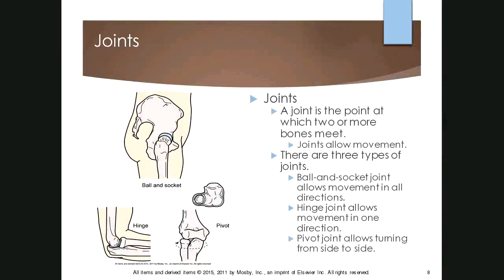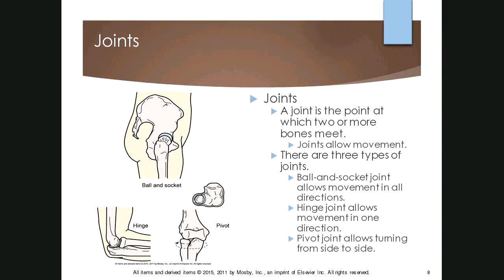Our joints, a joint is the point at which 2 bones come together, and they provide movement. There are 3 types of joints. There's the ball and socket joint, the hinge joint, and the pivot joint. And as you remember, that was on the video we saw the other day.